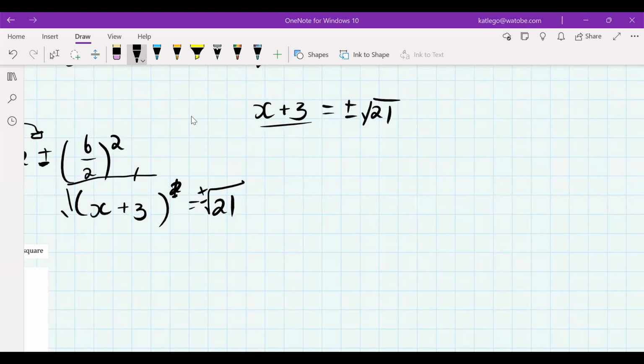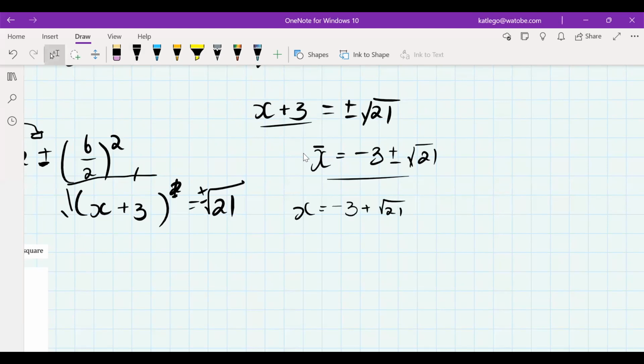Now, how do we get this x on its own on the left? Anyone? Take the 3 over, transpose. Thank you, guys. So you're going to have x equals negative 3 plus or minus root 21. This is 2 different answers because x is equal to negative 3 plus square root of 21, or x equals negative 3 minus the square root of 21.